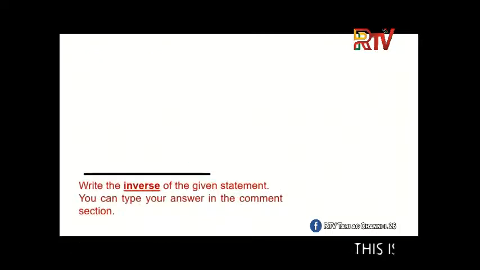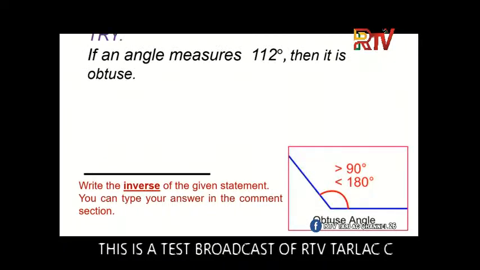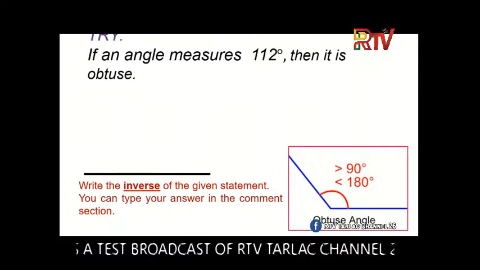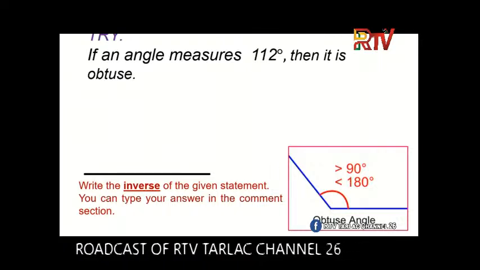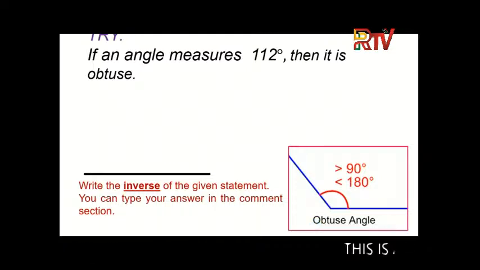Good job! If you have written or typed your answer, let us try this next example. The statement is, if an angle measures 112 degrees, then it is obtuse. Write the inverse of this statement.